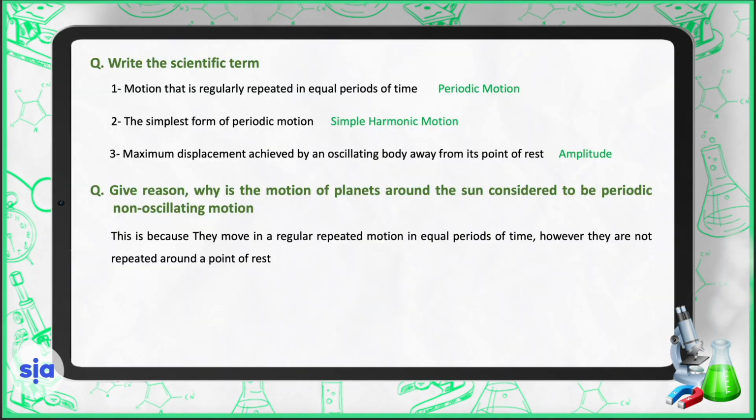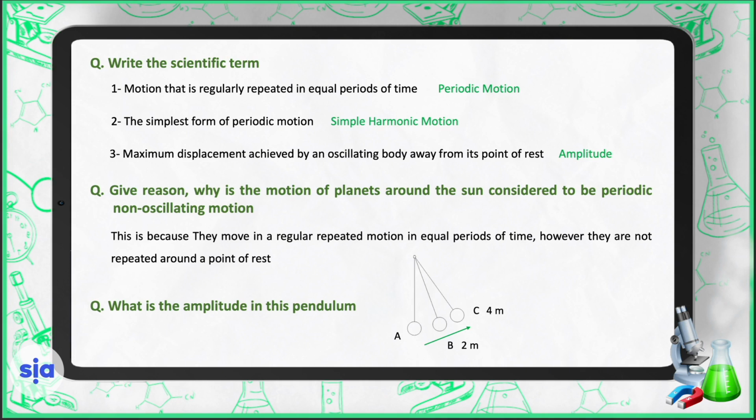Now, can you think about the motion of planets around the sun? This is considered to be periodic motion, but non-oscillatory motion. Can you think why? This is because they move in regular repeated motion. The motion is regular and repeated in equal periods of time. That's why it is periodic motion. However, the motion is not repeated around a point of rest. That's why it's non-oscillating.